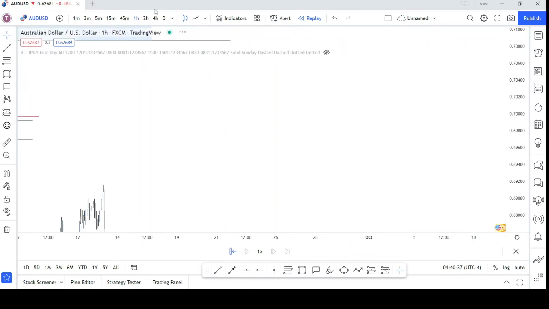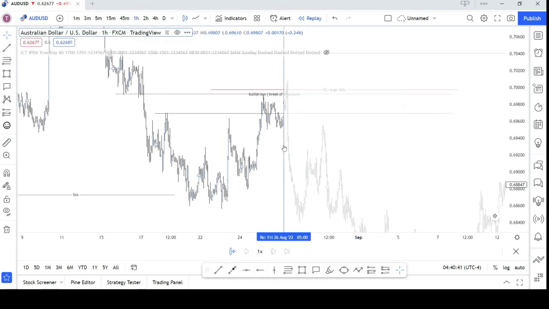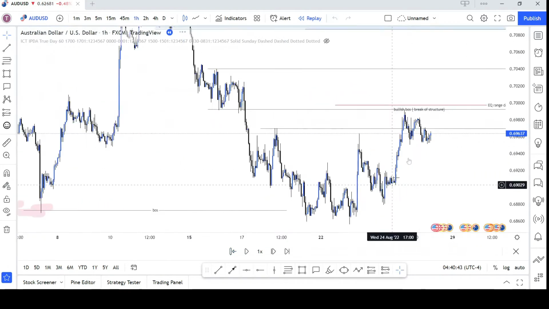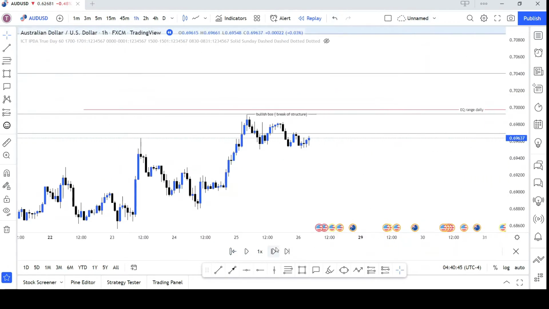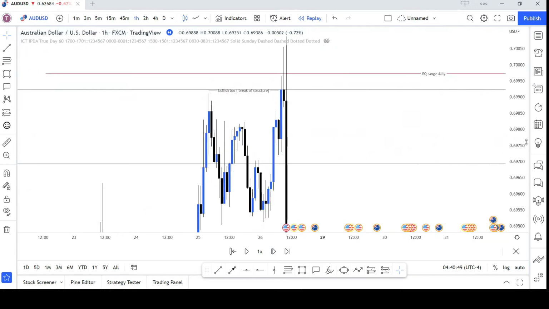Because you see, after we broke structure, I mean the low, you can see I misclicked. That kind of spoiled it. Wait, let me get back to it. One sec.